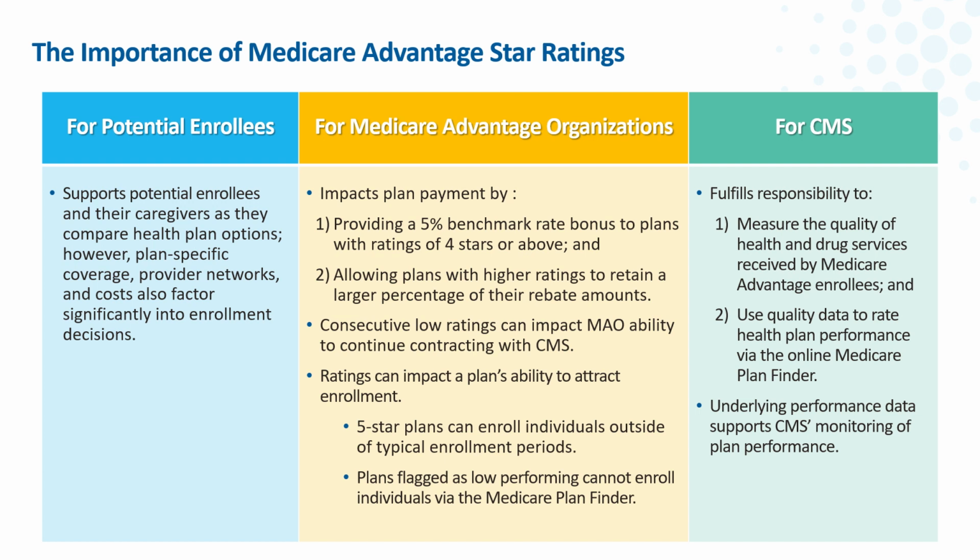Special enrollment periods permit enrollment into Medicare Advantage plans outside of typical enrollment periods. In this case, an enrollee can use the 5-star special enrollment period to switch to a plan with a 5-star quality rating once per calendar year. Conversely, CMS sends a once-a-year special enrollment period notification to individuals enrolled in low-performing plans, highlighting the enrollee's ability to switch to another plan. CMS also limits low-performing plans' ability to accept enrollments via the Medicare Plan Finder.